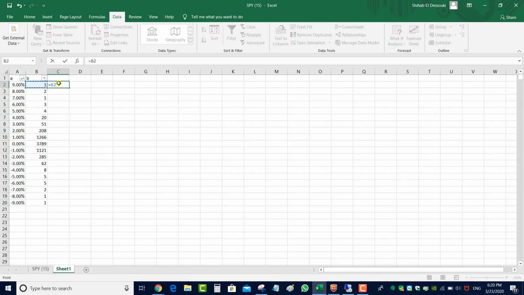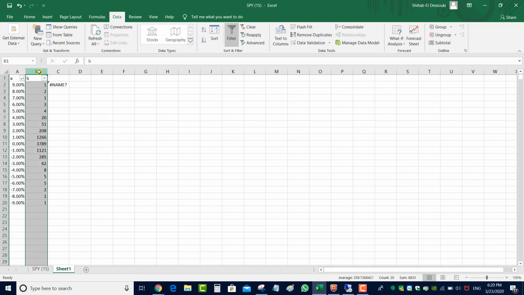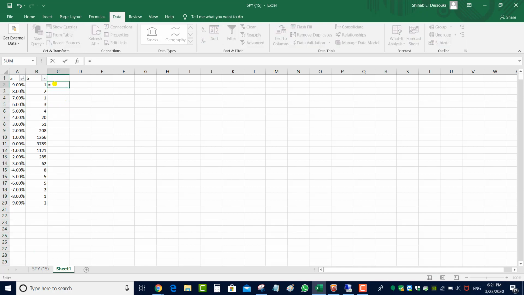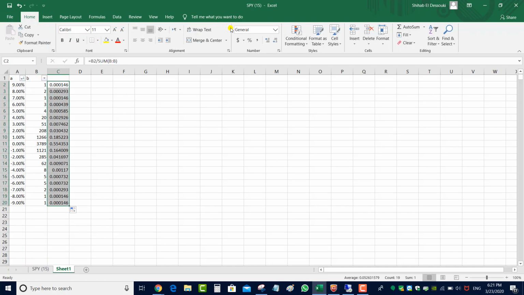So I'm just going to take each cell and just divide it by the total. So divided by the sum of the column here. Why did I get a mistake? I typed something too quickly. So equals this divided by the sum of this here. And just extend the formula. Put it in percentages so it looks better.